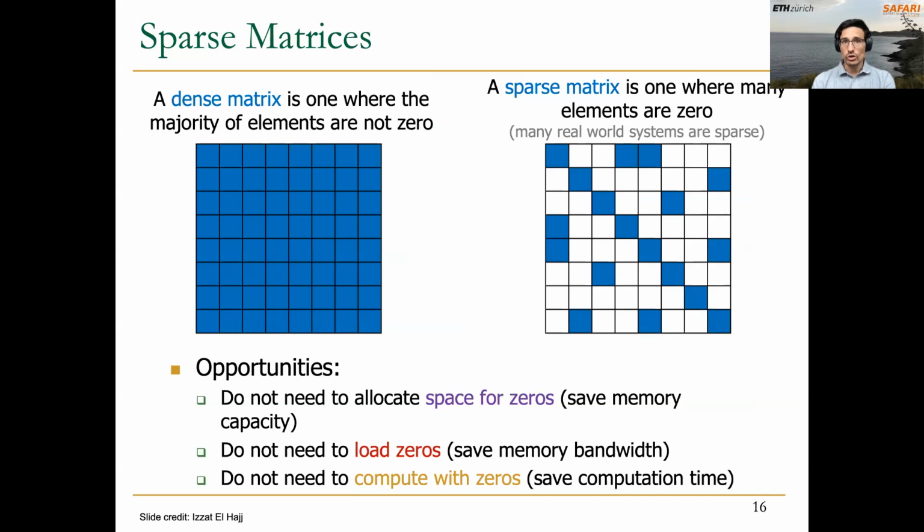In the next lecture, we talked about sparse matrices. Remember that a sparse matrix is a matrix where most of the elements are zero, and these represent opportunities in the sense that we can save a lot of memory capacity. We don't have to store the zeros. We also don't need to load the zeros, and we don't need to compute with the zeros.